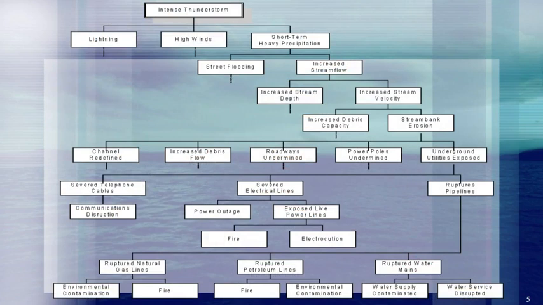And then I think this is actually a really cool breakdown of what are some of the big things. You have lightning, high winds, short-term heavy precipitation, and then this is kind of a flow chart that I found about how people assess the risks and the damage from natural disasters. This one happens to be for thunderstorms, so check that out as well.